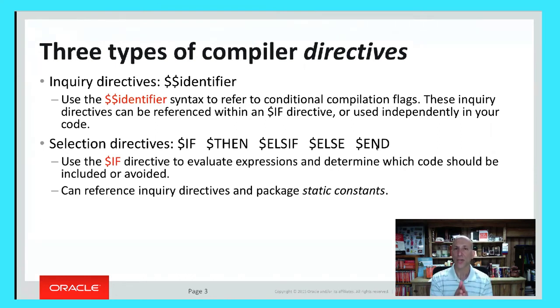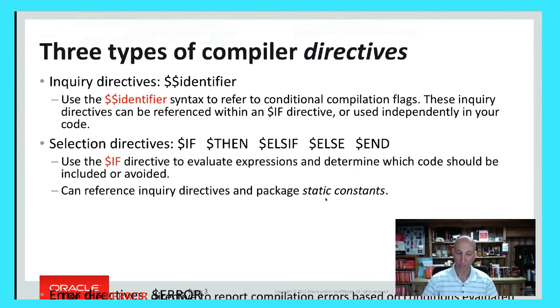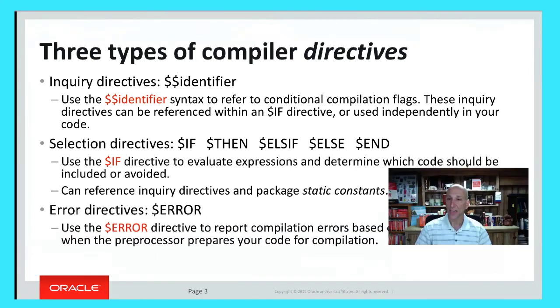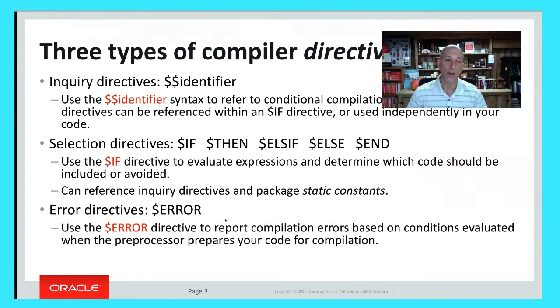And that's the core directive that you use to control which code should be passed on to the compiler for actual compilation. And inside these conditions, the $IF and $ELSIF, you can reference these flags, the inquiry directives, or static constants in packages. And finally, and in many ways most interestingly, the error directive. You can use the $ERROR directive to force a compilation error. And I'll show you an example of using that to apply a QA check in your code.